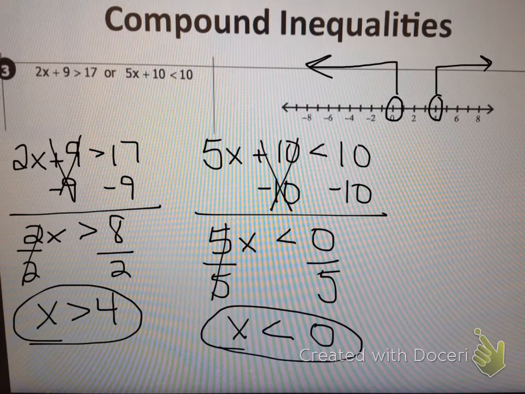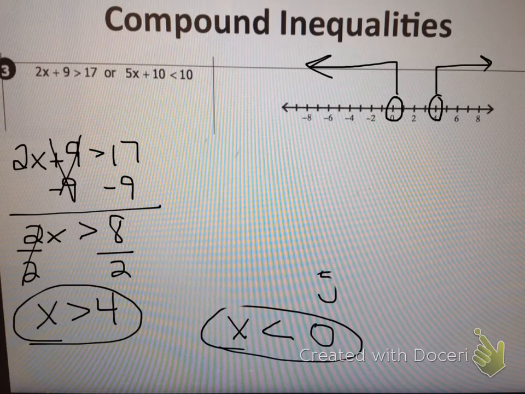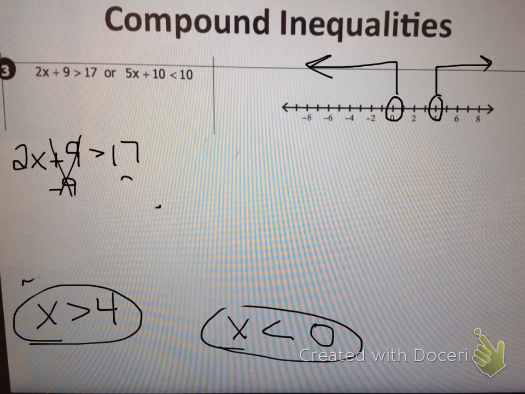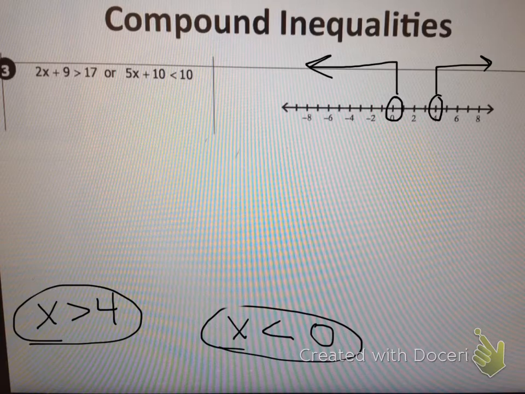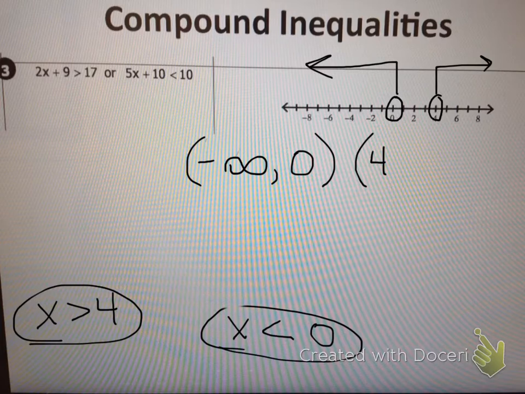Now for our interval notation, what we're going to do is look at the graphs for both of these inequalities. The first one being everything that is less than 0. Since we're talking about less than 0, we are going to negative infinity, and we start at 0, and it's going to be a parenthesis because we don't include 0. The other inequality, we start at 4, and it'll be a parenthesis because we're not talking about greater than or equal to 4, we're talking about greater than 4. And we are going to positive infinity.